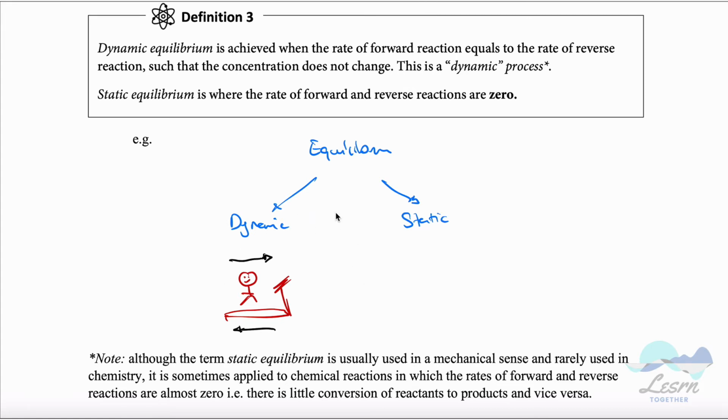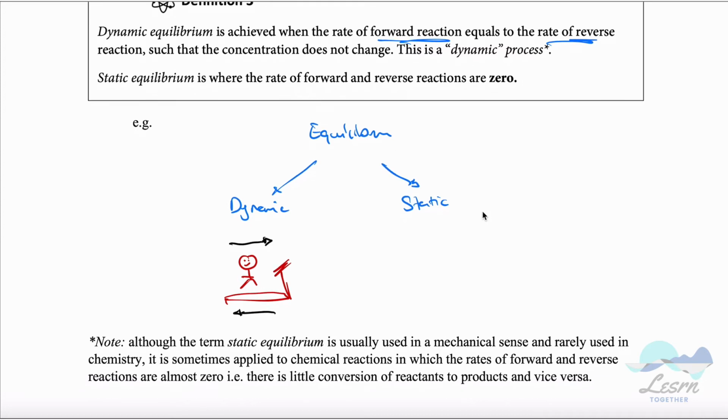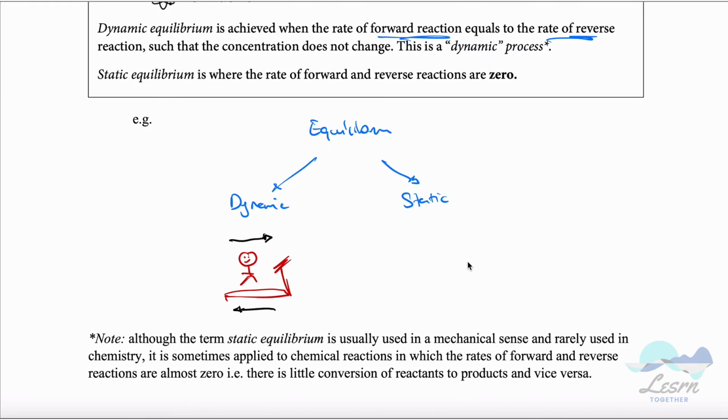Okay, so that's essentially what a dynamic equilibrium is. You have the forward rate equaling the reverse rate, such that there's no change in concentration, right? But the key is the forward rate equals the reverse rate, such that there's no change in concentration. And this is what we call a dynamic process, right? What we mean by a dynamic process is the forward reaction is occurring and the reverse reaction is occurring.